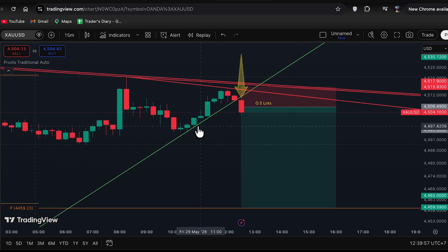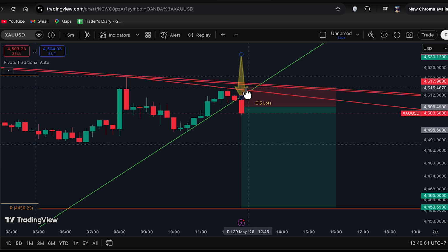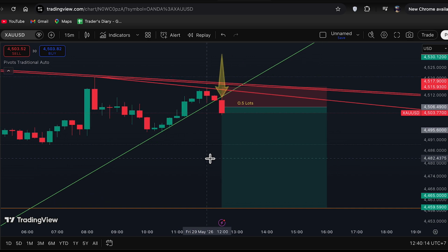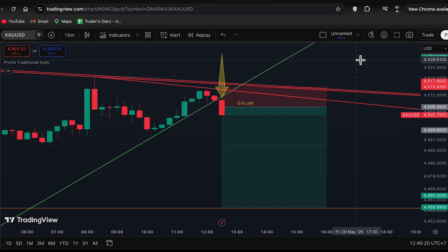We had the break of the trend line. Stop loss is placed above the opposite trend line, the descending one in this case, because we are in a sell trade, and I'm just gonna let it run. Okay, back later with the review of the trade.